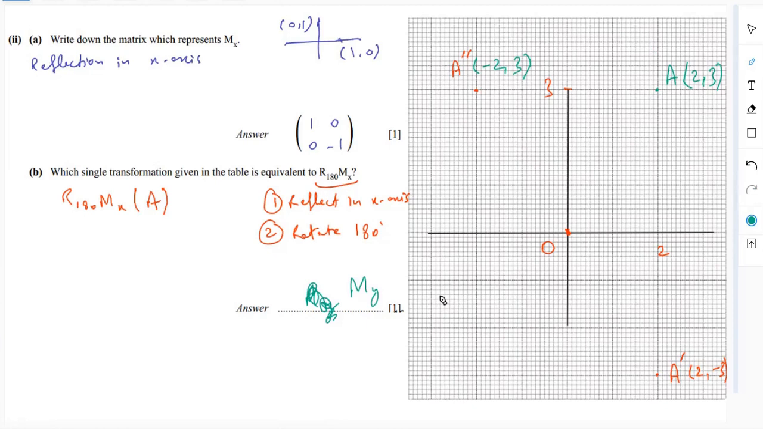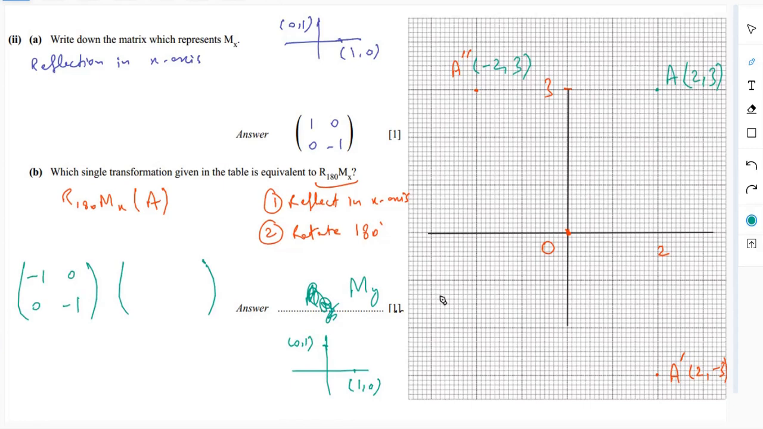Okay, अच्छा let's do it using matrices. R180 का matrix क्या होता है? You can figure that out quickly. Let's do that. You have 1 0 and 0 1. 180 डिग्री रोटेट करते हैं, क्या आता है? -1 0 and 0 -1.